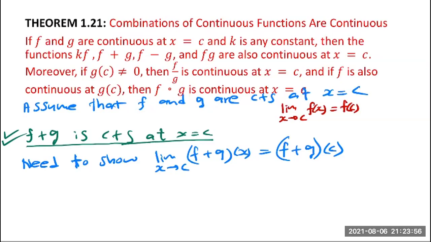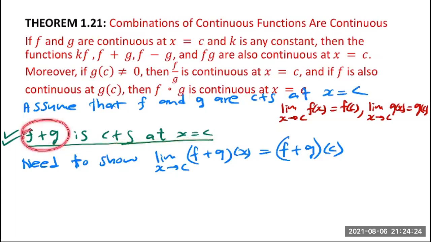If f and g are continuous at c, the limit value should be equal to the function value at that point. Similarly, for the other function, limit as x approaches c, g of x is equal to g of c. We have that in our hand. All right, let's prove that f plus g is a continuous function at x equals c. How do you prove that?